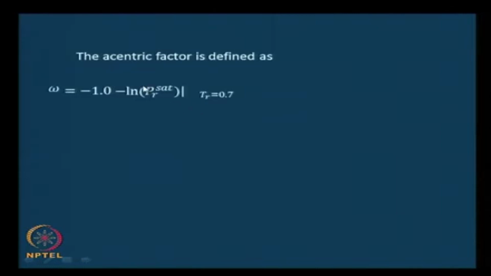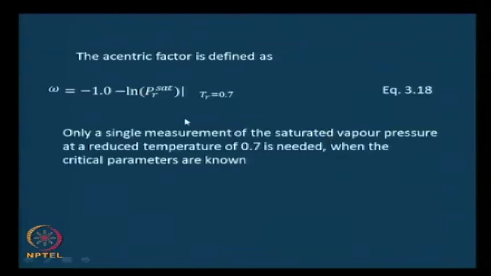And this also is attractive because it involves only one measurement at TR equals 0.7, the vapor pressure. So it is a very simple measurement to find out the acentric factor. We do not have to do all that. The values of the acentric factors of most substances that we would need are available in tables. Of course, if and when one needs to generate that data, then you know the basis for generating that data.